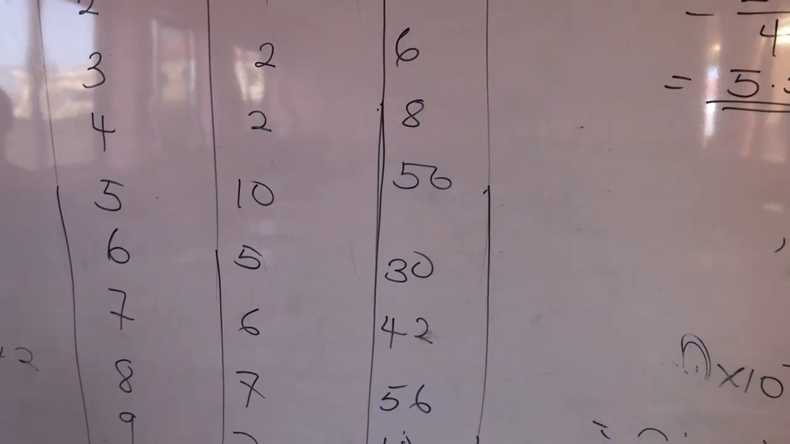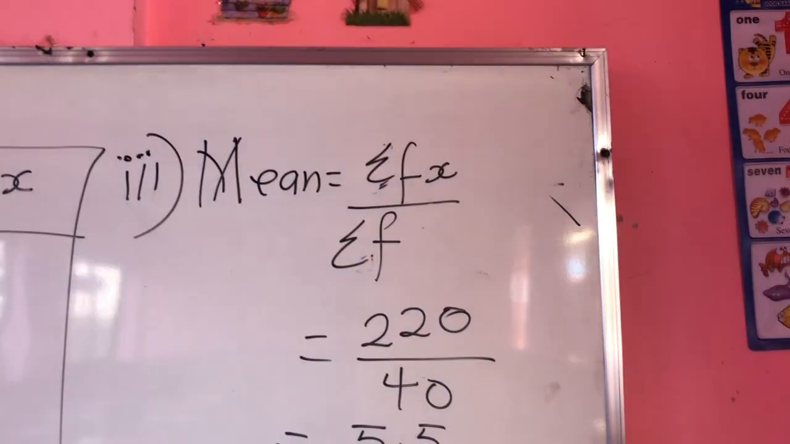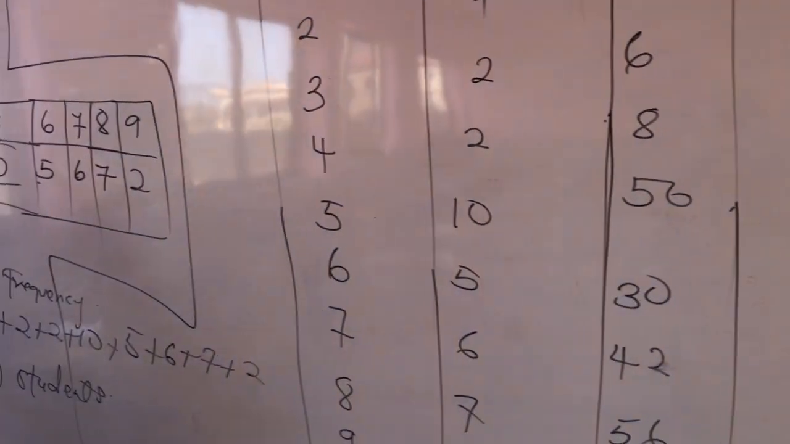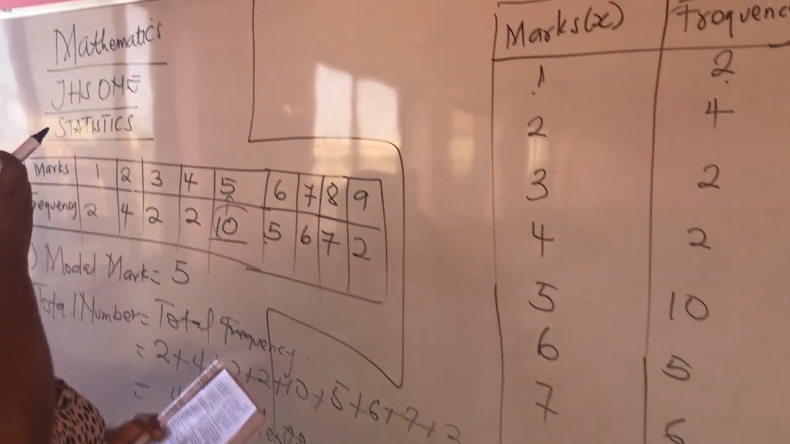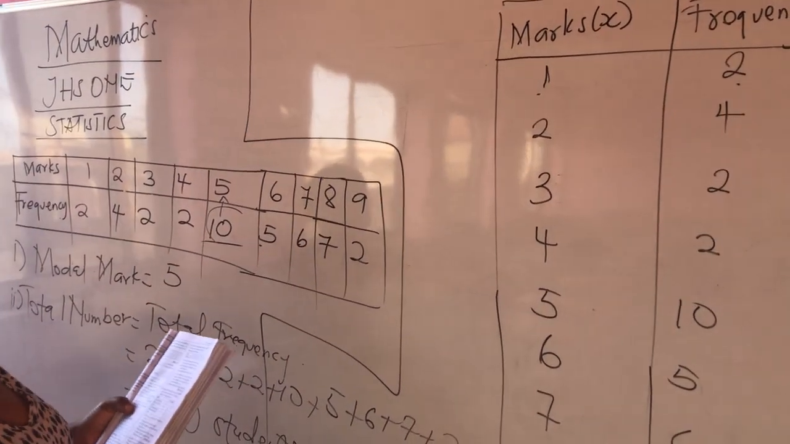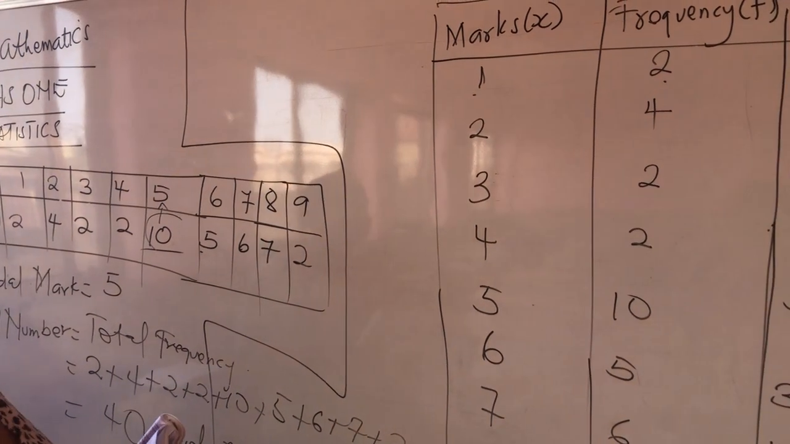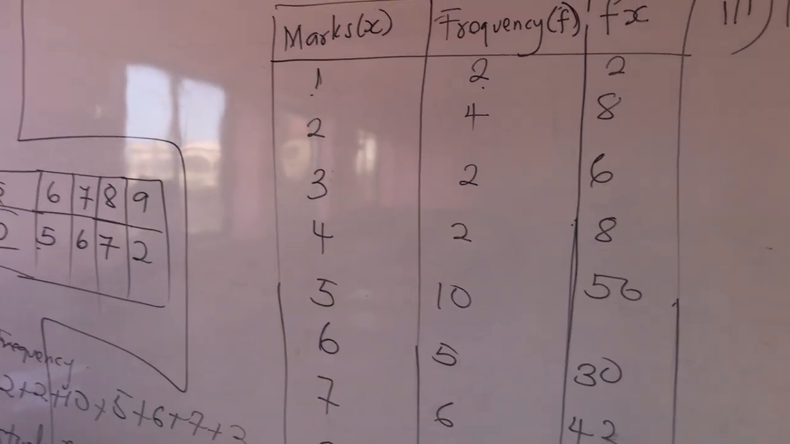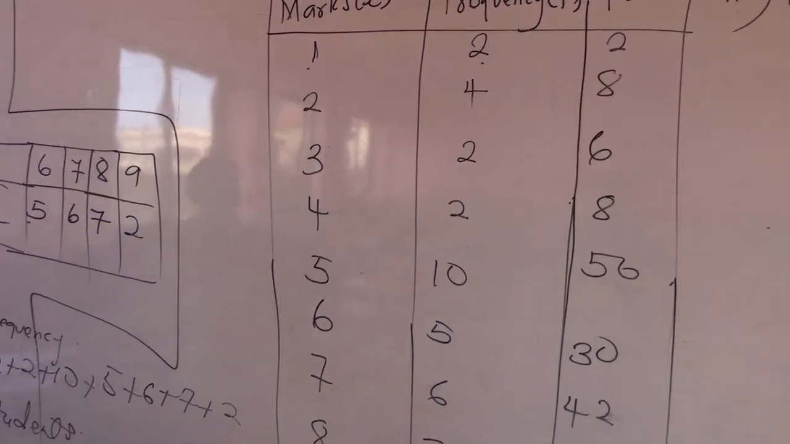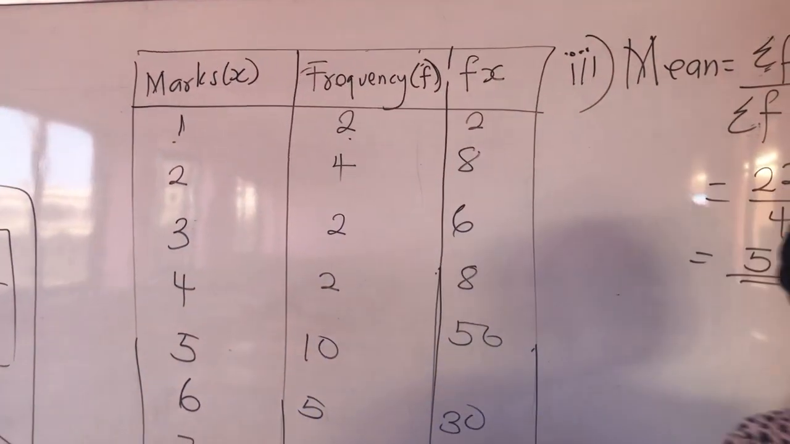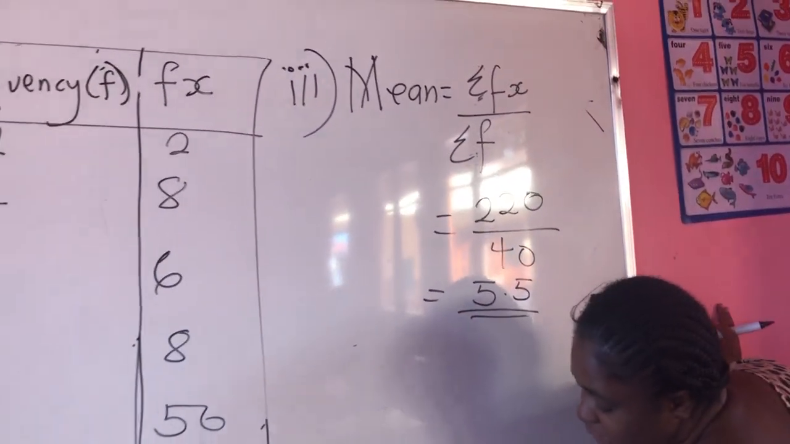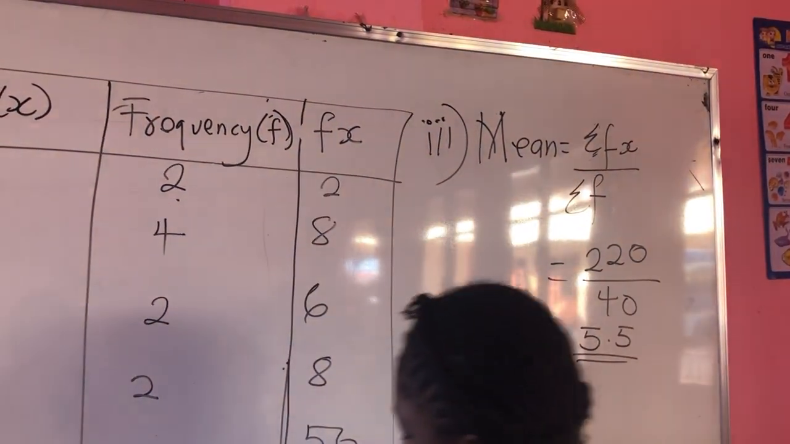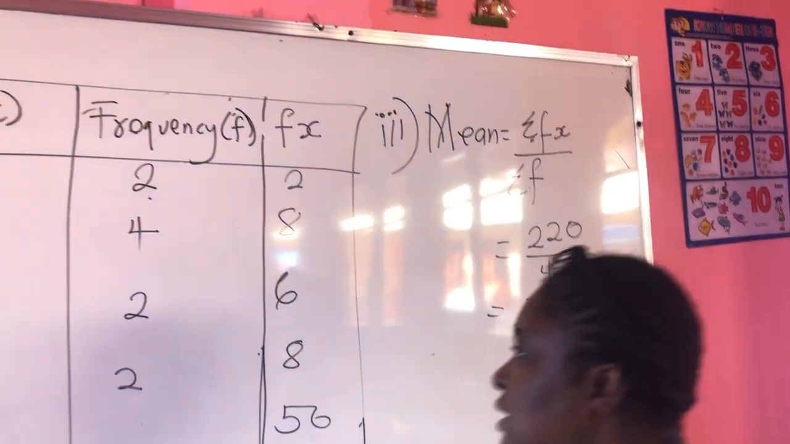Okay, the last part of the question is, if the teacher decides that the pass mark is 4, what is the probability that a student chosen at random from the class failed the test? If the pass mark is 4, what is the probability? We've done probability before, so we are just going to go through.